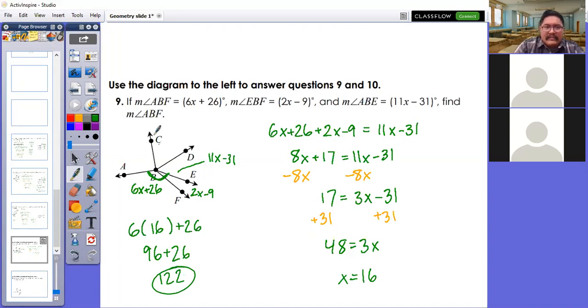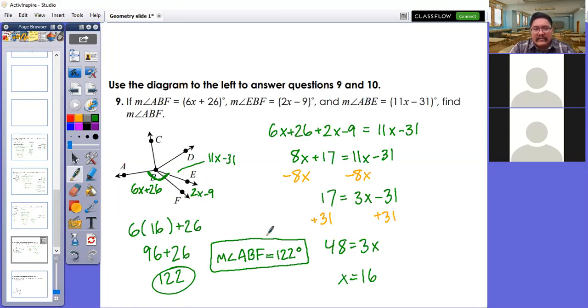So there we go. It says it wants to give the measure. So I'm going to give the answer the way that we should. So the measure of ABF is equal to 122 degrees. There you go. So in this case here, we're labeling what they're asking for, right? So like I was saying, any job you do, you got to label what it is.